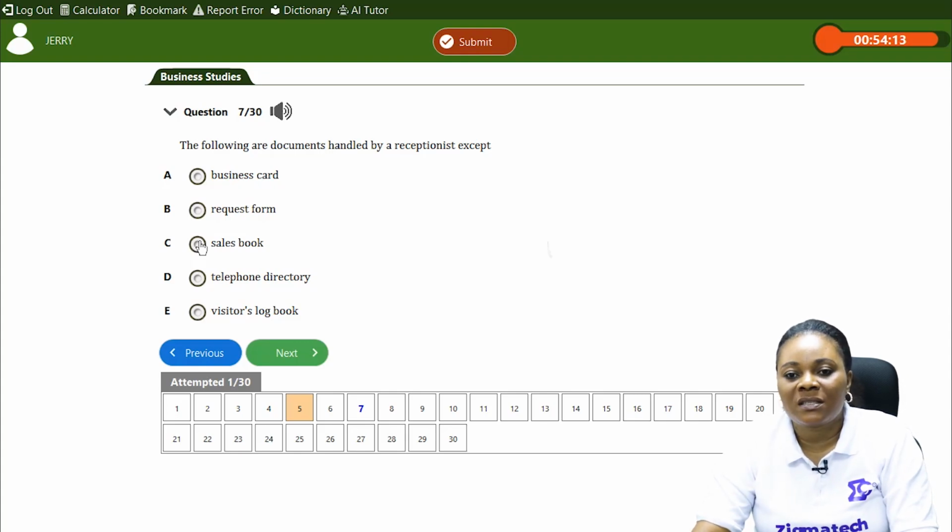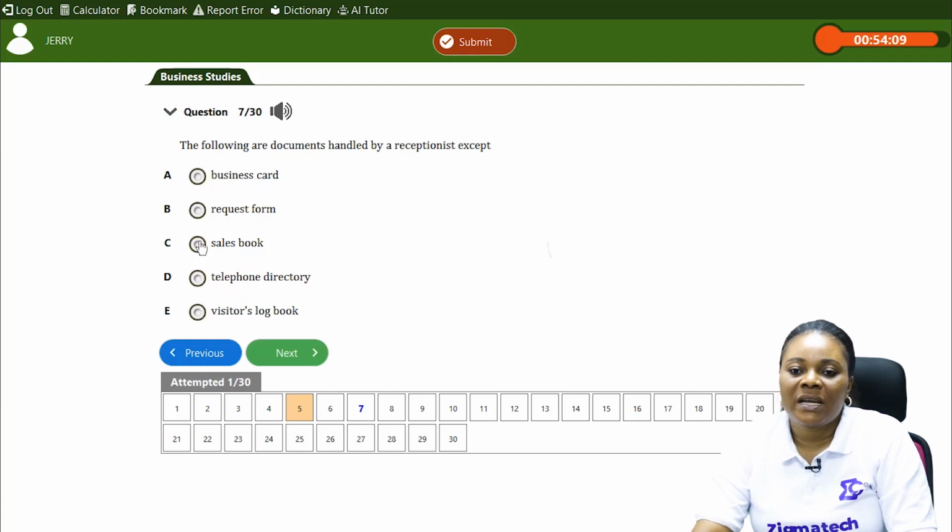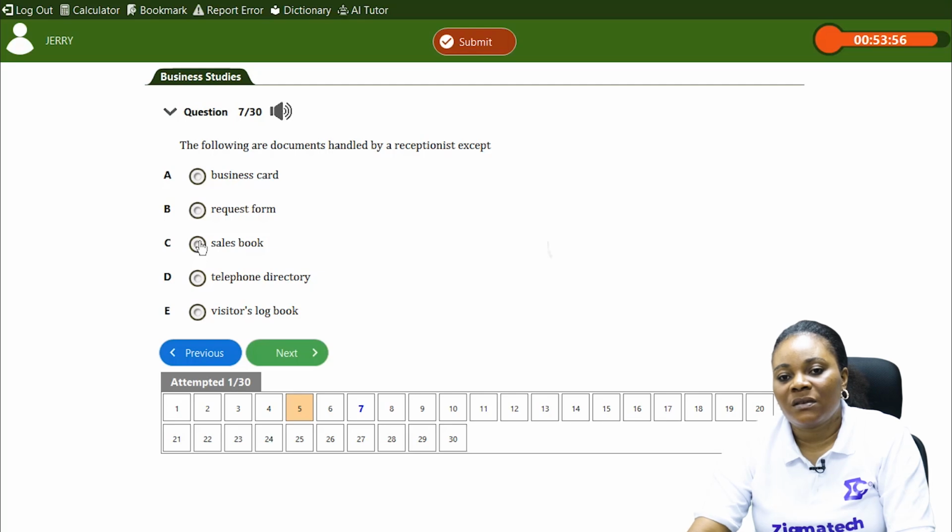So the odd one out is option C, sales book. Sales book is an office document. It's not a document handled by the receptionist. Sales book is an office document that is used to keep record of all sales transactions. Mostly we have the cash sales and the credit sales. These are the things we keep in the sales book. So the answer here is option C, sales book.